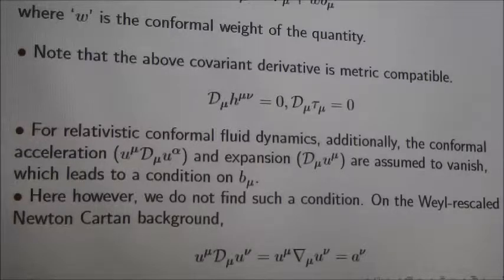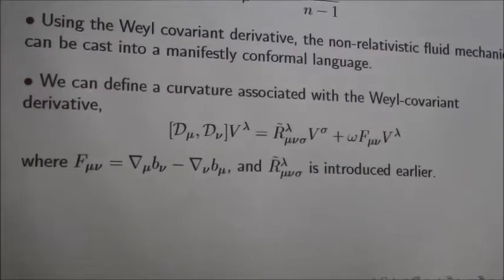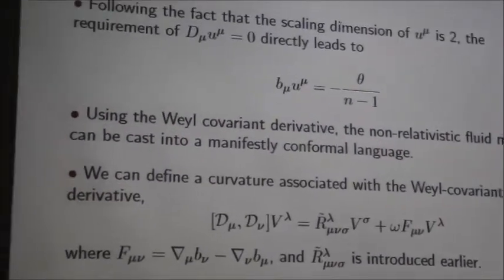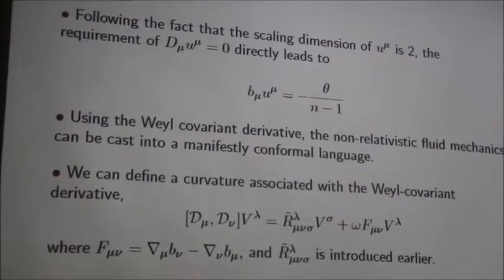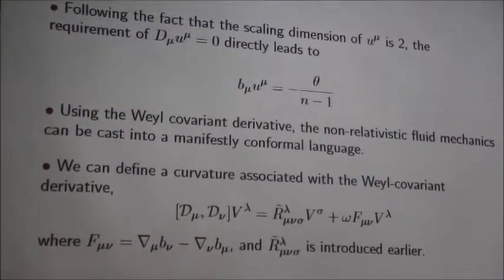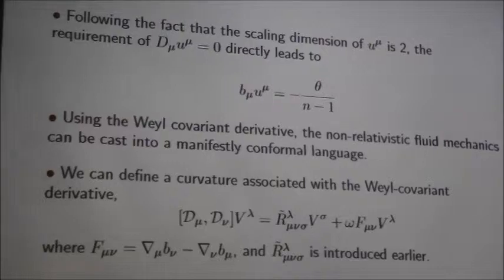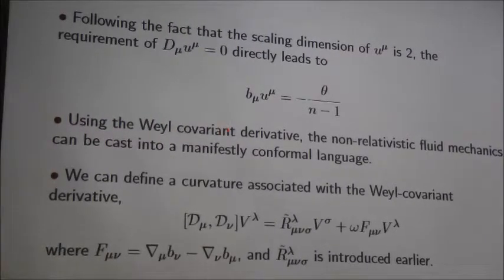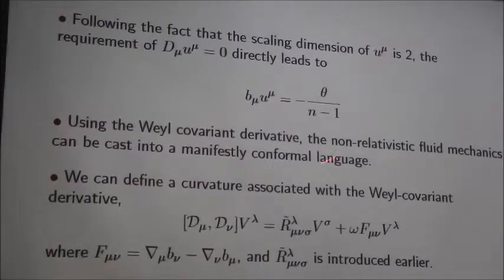So for that reason, I am taking that u mu d mu u mu and u mu grad mu u nu is a mu. I am not imposing any constraint on it. I am just making it general. Following the fact that the scaling dimension of u mu is 2, as u mu depends on time and time is getting rescaled twice, the requirement of d mu u mu 0 is leading to this condition. If somebody needs this condition, then they can use this. But using the Weyl covariant derivative, the non-relativistic fluid mechanics also can be cast in a manifestly conformal language.